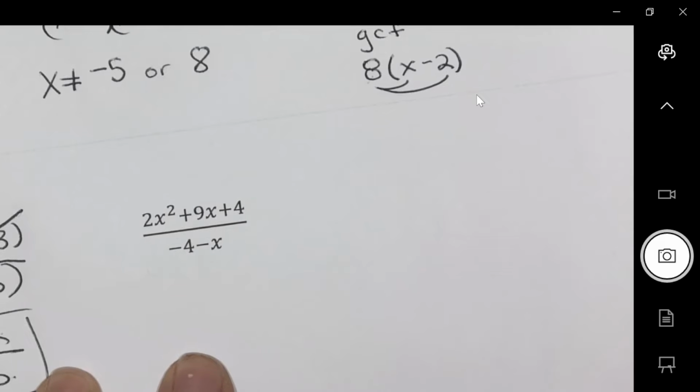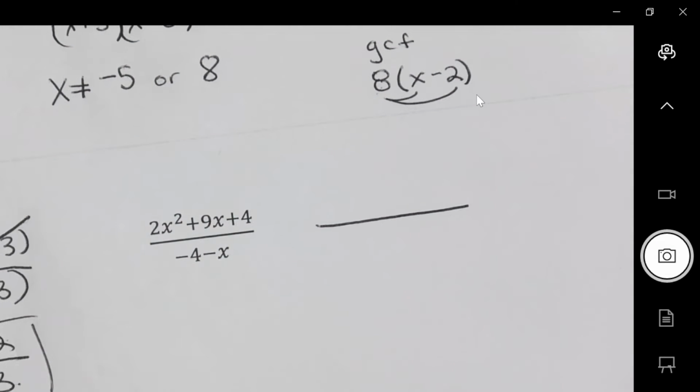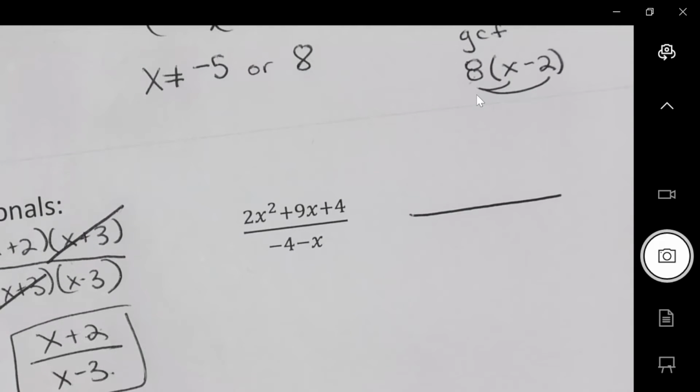Wait, for that one, do you not need to say like x cannot equal? No, because that one's reducing. That one's not restricted. No, we haven't done that one yet. If I said what are the restrictions, I would say plus or minus 3.